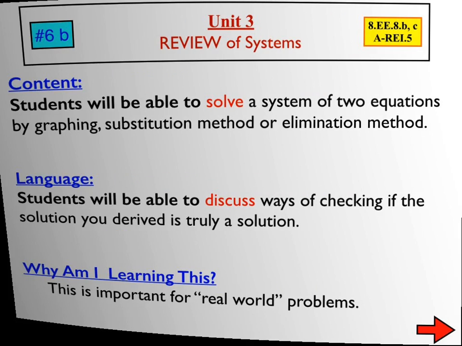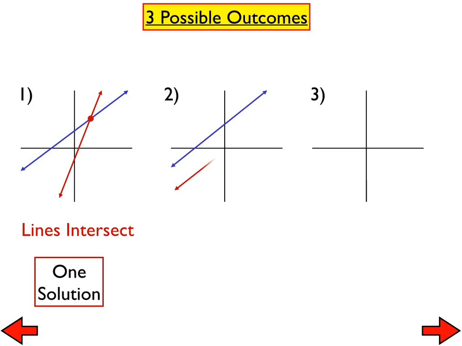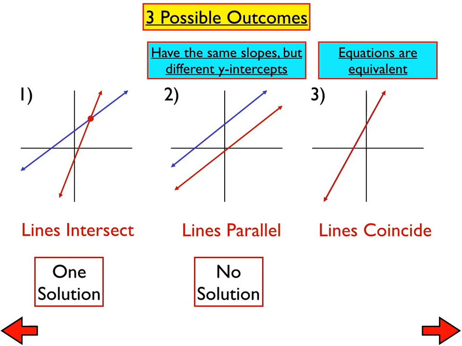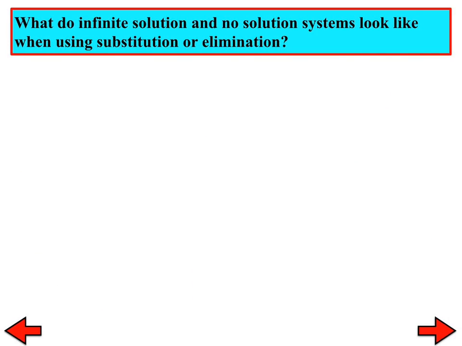So, let's get started. Remember, when graphing, wherever the ordered pairs intersect, that is the solution. If we end up with parallel lines, that means they don't intersect, which means the equations of the lines have the same slope but different y-intercepts. That gives us no solution. And when we're graphing and we end up with the same line, in other words, the equations are equivalent to each other, the lines coincide, which gives us an infinite number of solutions.